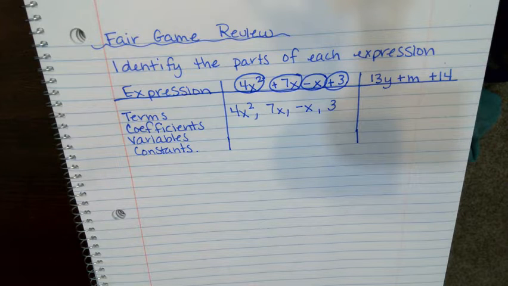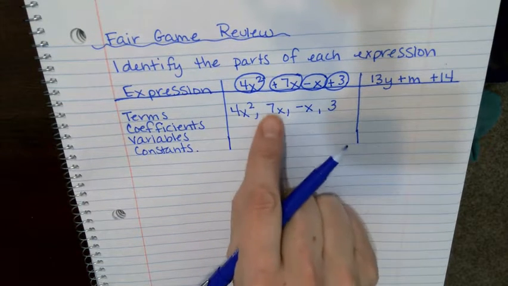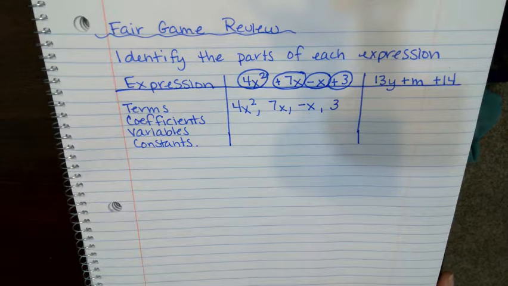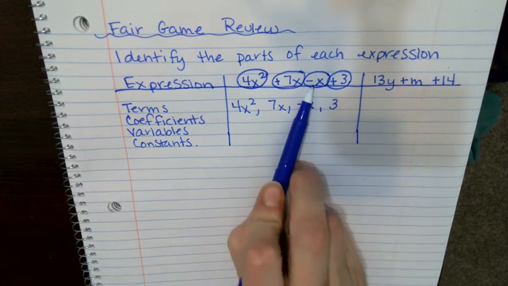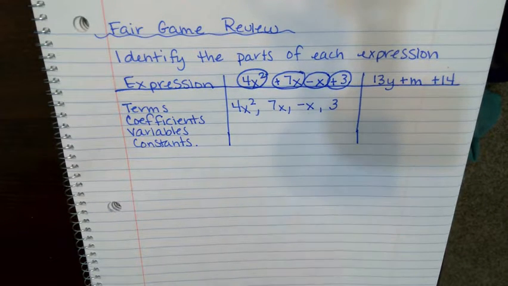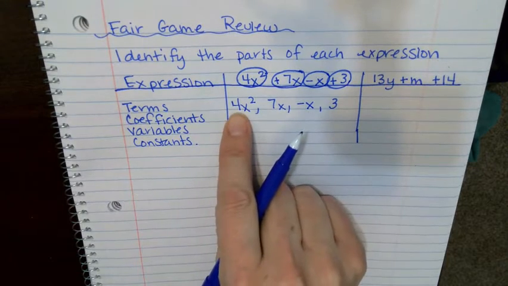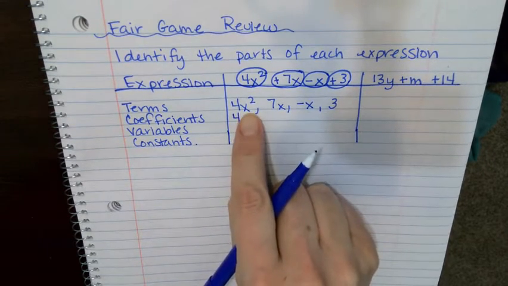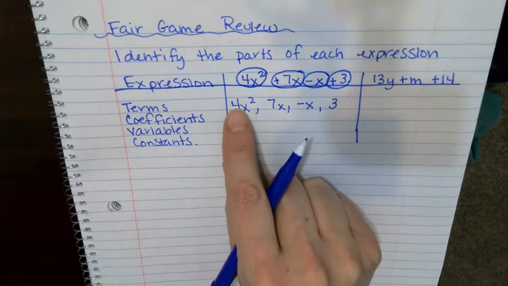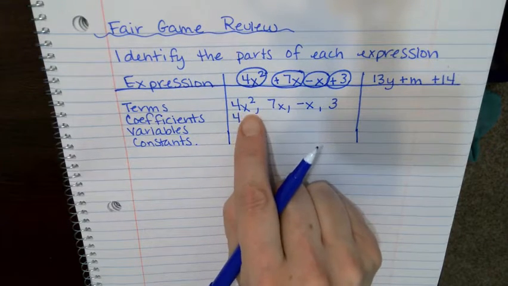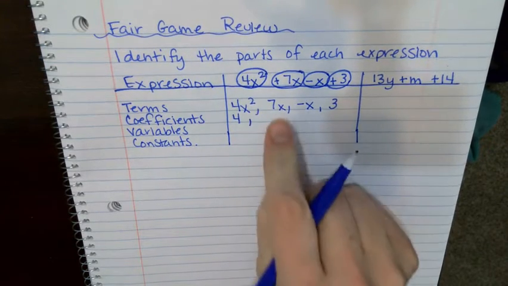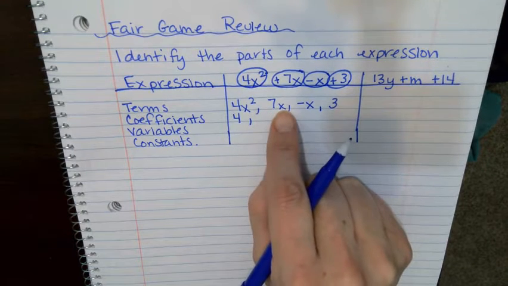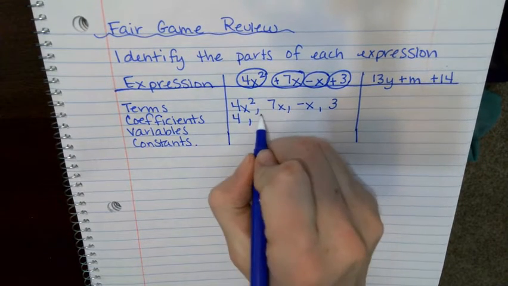Coefficients. Coefficients are the numbers that are attached to each variable. Remember, every variable has a coefficient. If you don't see one, it is one. Let me explain. The coefficient of x squared is 4. It tells me that I have 4x squared. It is a multiplier. It tells you how many of each variable I have. The coefficient of x is 7. It tells me I have 7 x's. It is a multiplier of 7.